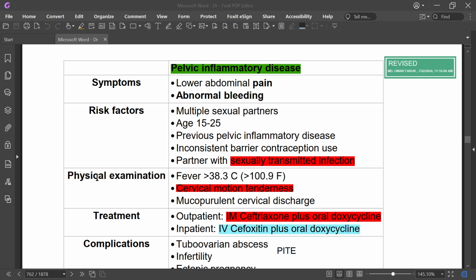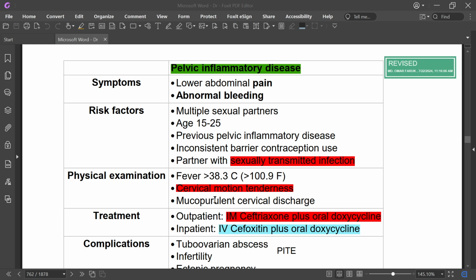Age: is it within 15 to 25? Does she have multiple sexual partners? Does she use inconsistent barrier contraception, or is there any previous PID, or a partner with a sexually transmitted infection? Physical examination: there may be fever, and the most important findings are cervical motion tenderness and mucopurulent discharge.